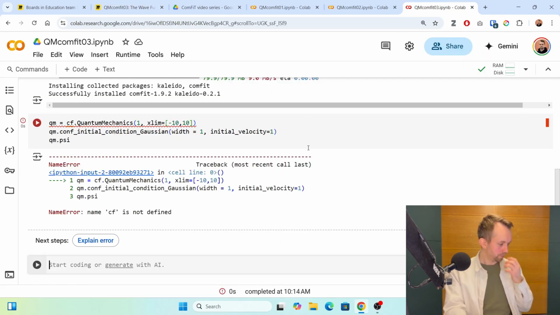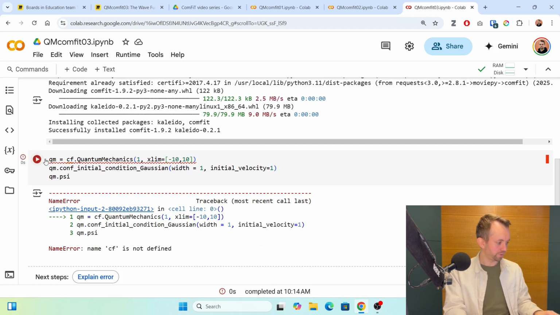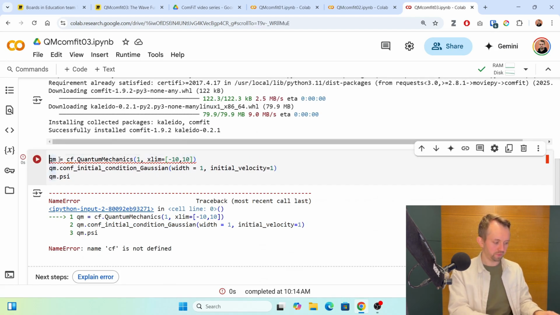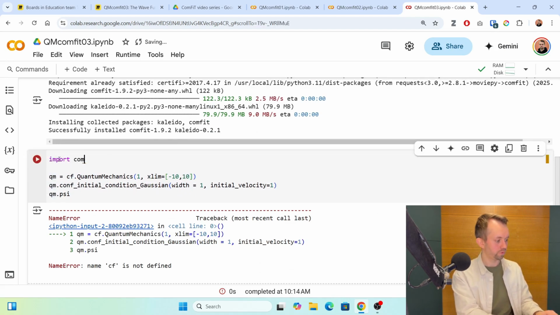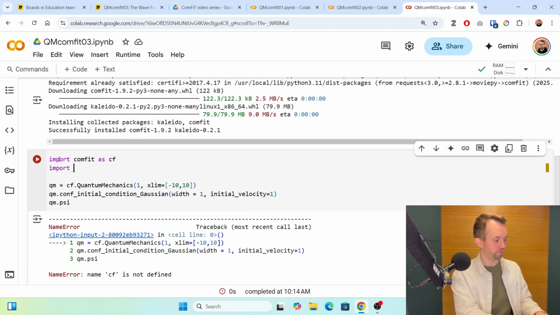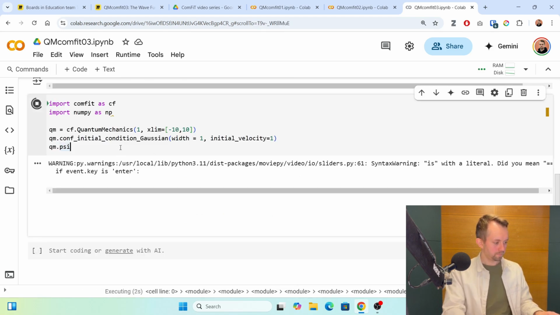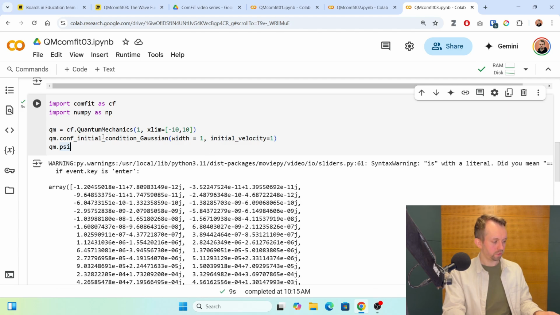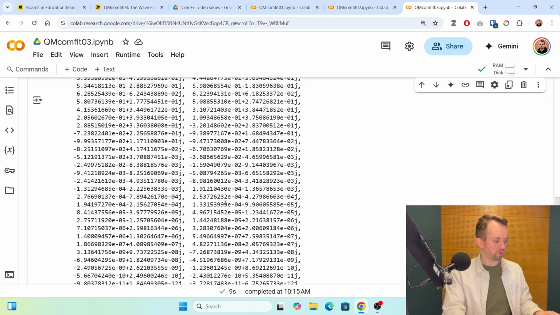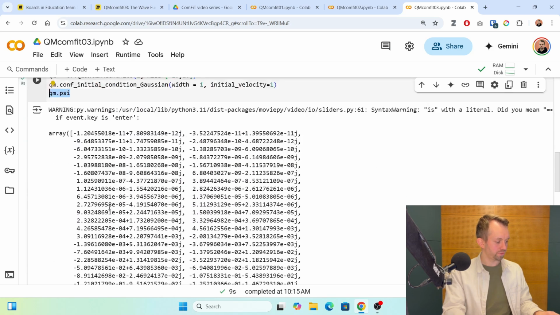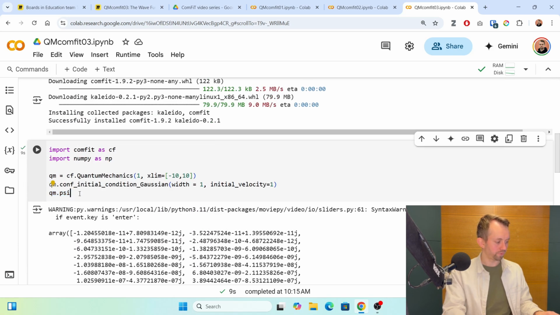So we're getting an error here. Yes, because I haven't imported confit, so I need to do that. So import confit as CF, import numpy as NP. No errors. All right. So now we have our function here, psi, which is just an array of numbers.